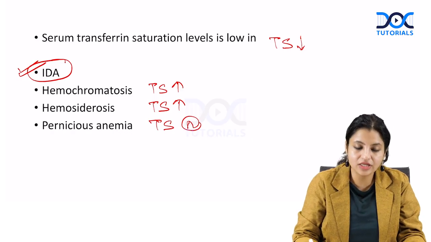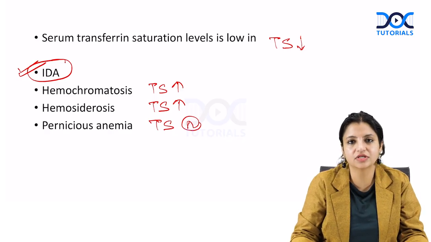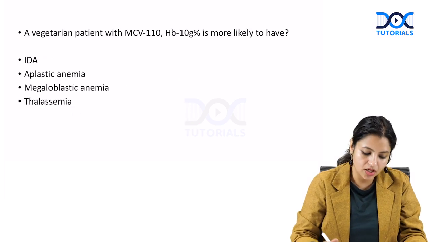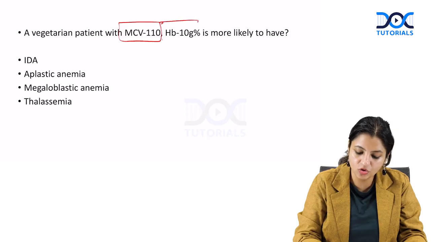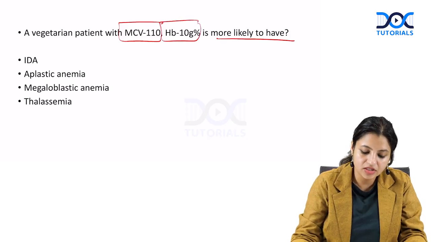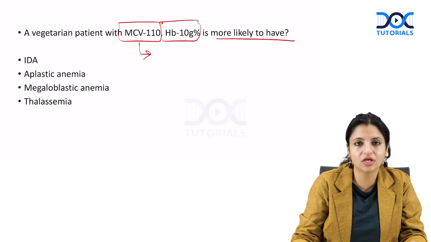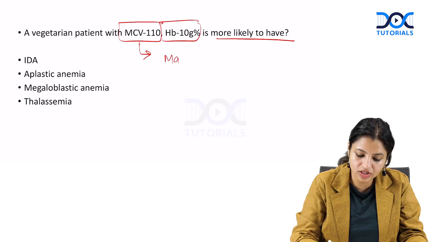Okay, for that instance, even in anemia of chronic disease, which is now known as anemia of inflammation, transferrin saturation will be low. Now, there is a vegetarian patient whose MCV is 110 and hemoglobin is 10. What is he most likely going to have? Whenever your MCV is more than 100, it means macrocytic anemia. So you just have to see out of the given conditions which one is a macrocytic anemia.